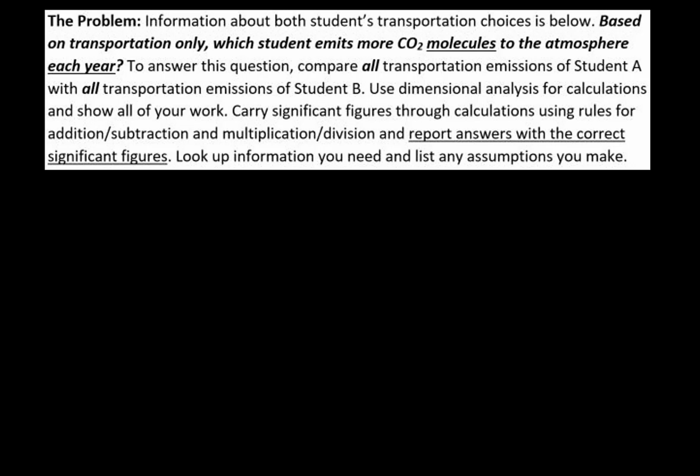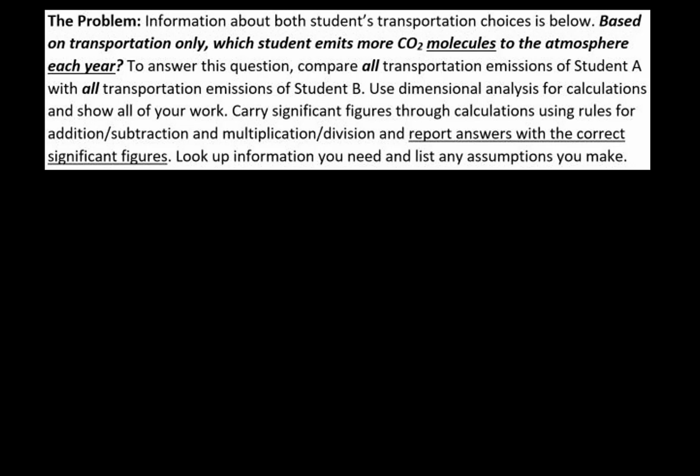You have information about both students' transportation choices in a bulleted list on the activity, which isn't included on this slide. And the question is, based on transportation only, which student emits more CO2 molecules to the atmosphere each year? So to answer this question, you want to compare all transportation emissions of student A with all transportation emissions of student B. And this is a review activity.